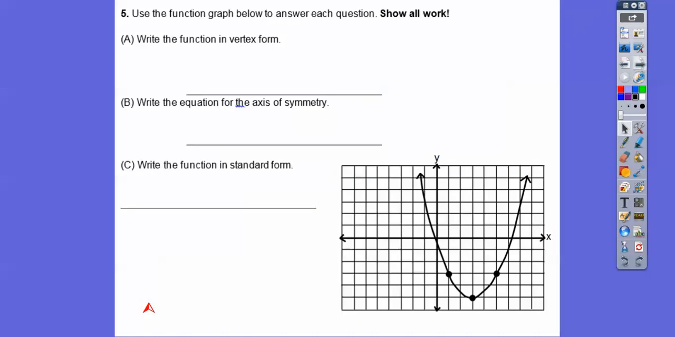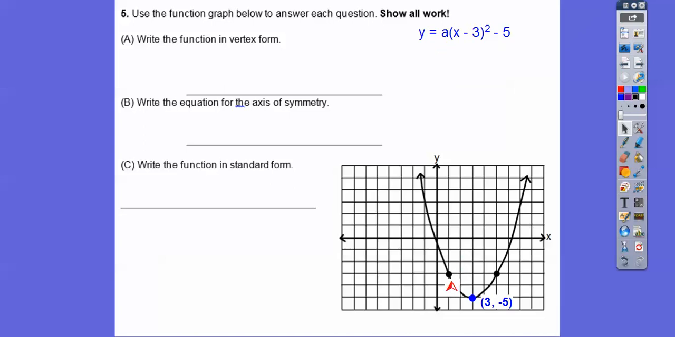Okay. All right, so here's a function. Write the function in vertex form. So the vertex is right here. This is my h, k. So what's that, 3, -5? Yeah, 3, -5. All right, so y equals a times x minus h squared plus k. So remember, opposite same. So opposite this number is -3, the same as that number. So -3, -5. Now we just have to figure out a.